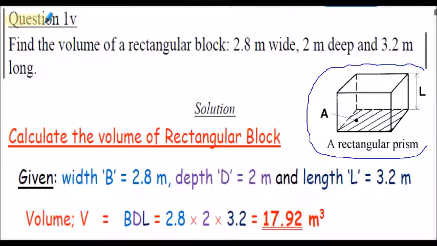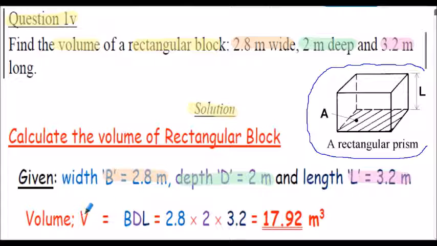Here's the question 1v solution. We have to calculate the volume of the rectangular block, given the geometry. The width is 2.8 meters. I've labelled that as B here. The depth is 2 meters. I've labelled that as D here. And the length is 3.2 meters, labelled as L here.